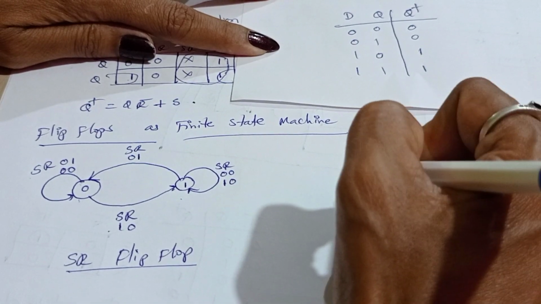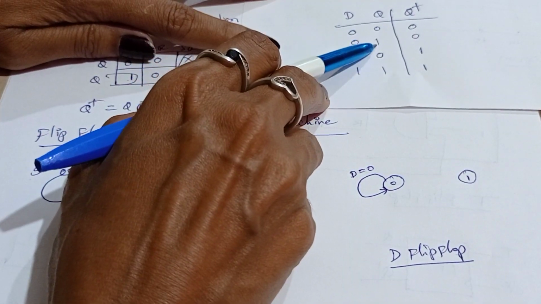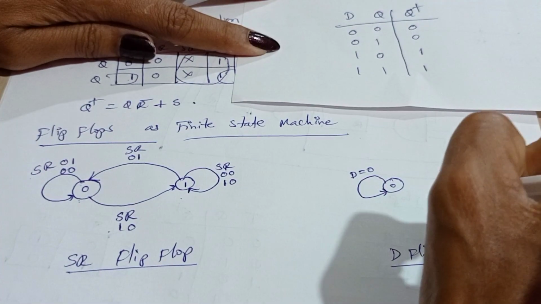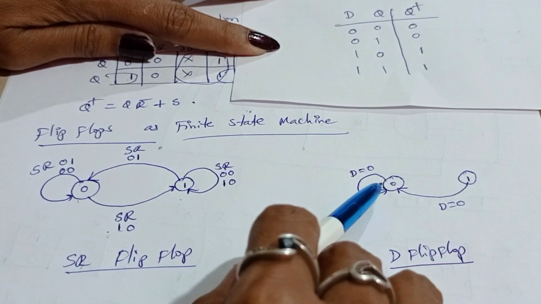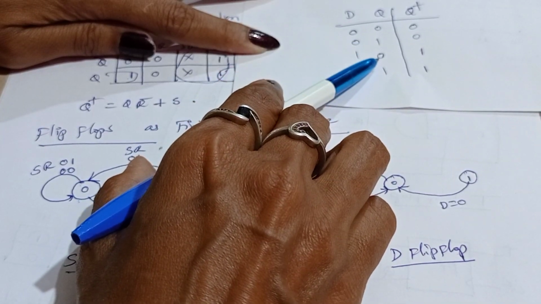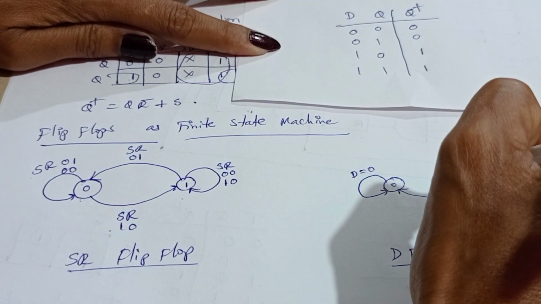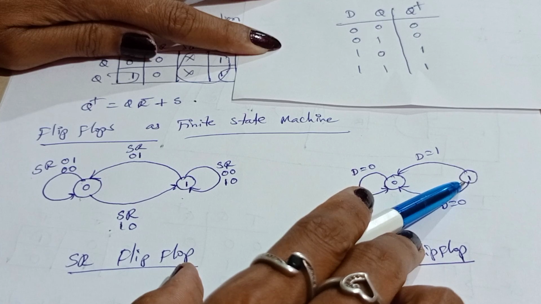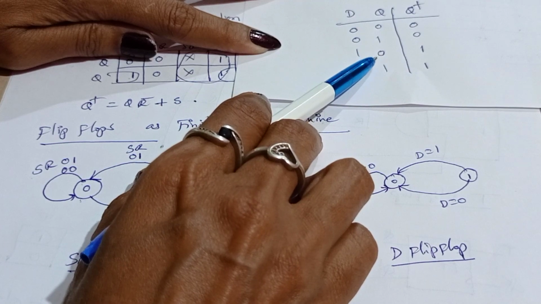That is D0. Next, D0, okay, Q is 1, it is changing to state 0. That is when D is equal to 0, changing from state 1 to state 0. When D is equal to 1, the present state is 0 and it is changing to the next state 1. That is when D is 1, it is changing from state 0 to 1.